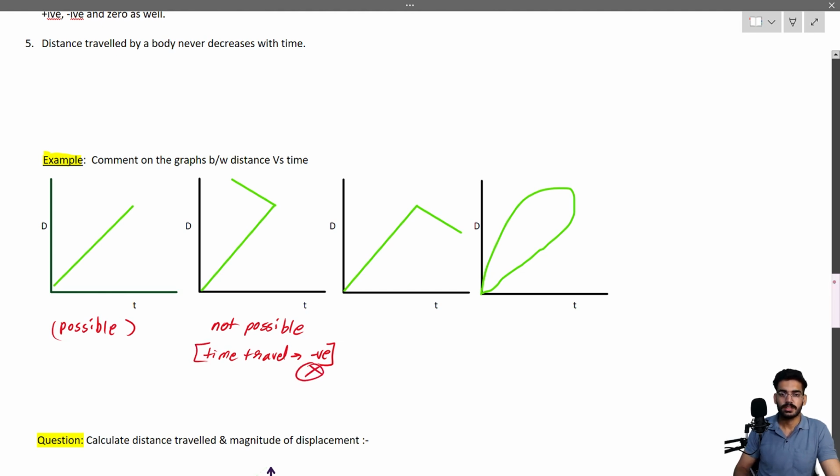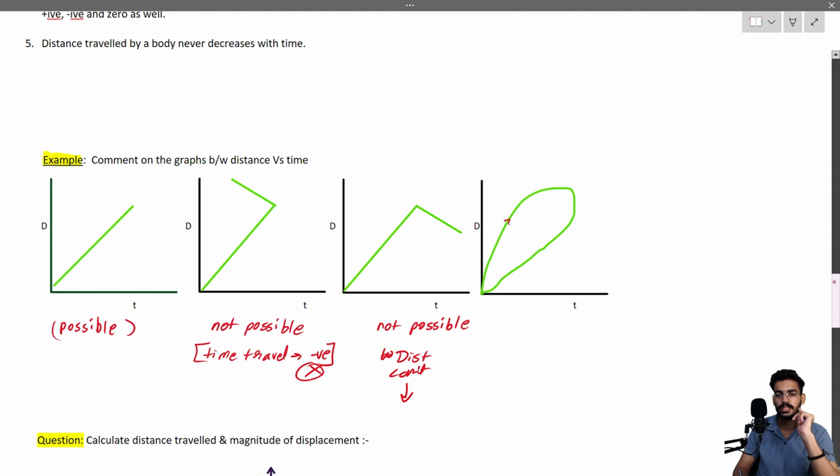Here what is happening? Distance increases with time and then distance decreases. So distance can't decrease, right? So not possible. Why? Because distance can't decrease. If it was a displacement versus time graph, it would be possible. But because it is a distance versus time graph, it is not possible because distance can't decrease.